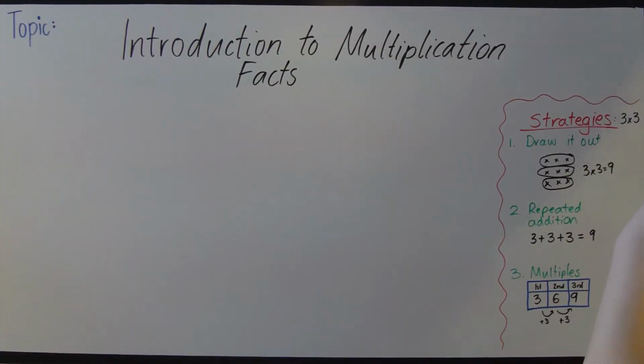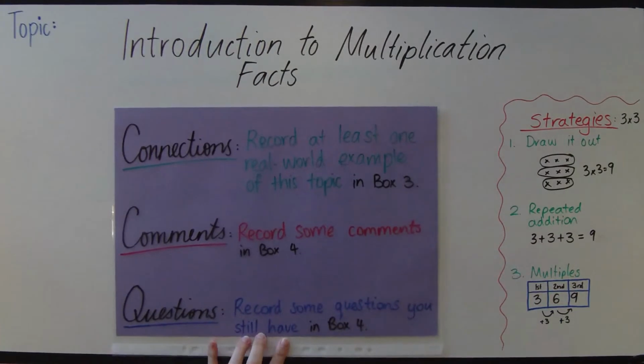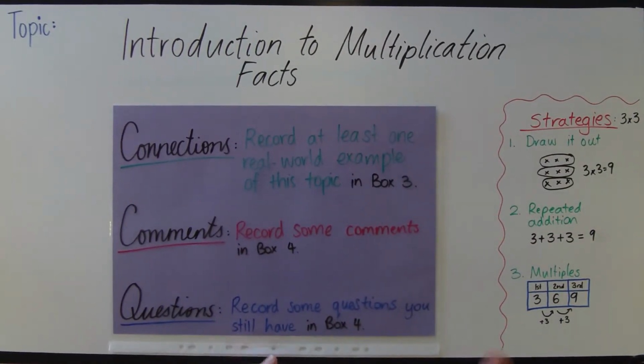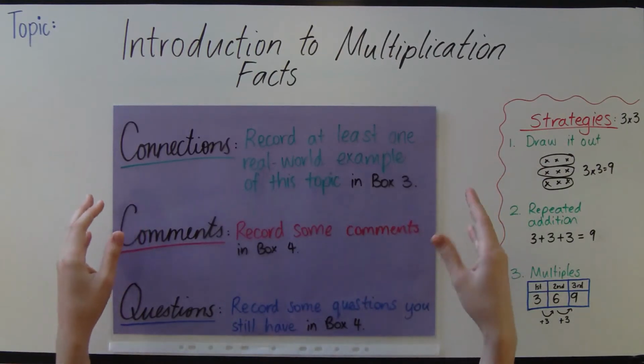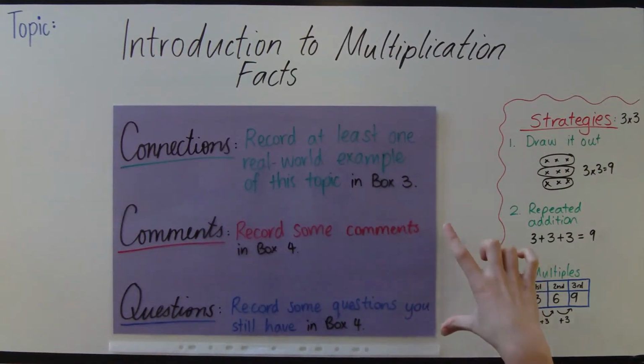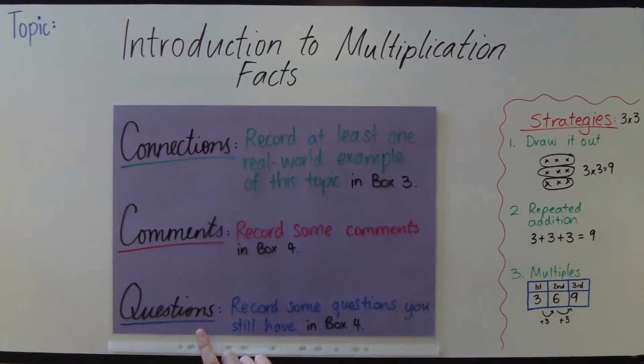And lastly, please remember to record at least one real world example of this topic, multiplication facts, in box 3 on your homework sheet, and also any questions that you still have or comments, things maybe you learned about this topic in box 4 on your maths sheet.